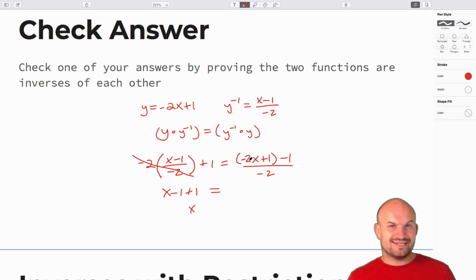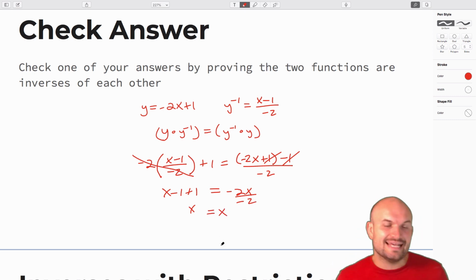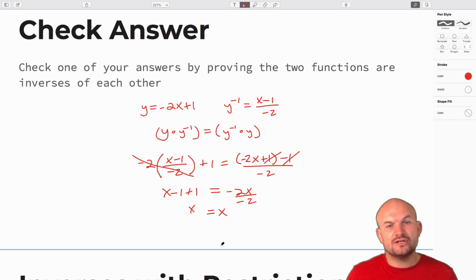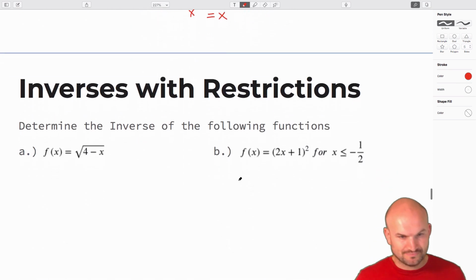Over here, we recognize there's no real reason for us to have these parentheses, so I can just get rid of them. And by getting rid of them, I can see that 1 minus 1 goes to 0. So I'm left with a negative 2x over negative 2, which leaves an x. So therefore, you can see that they both equal the identity element, and they are equal to each other. So therefore, I did my work correctly.